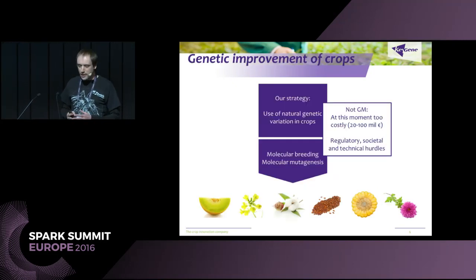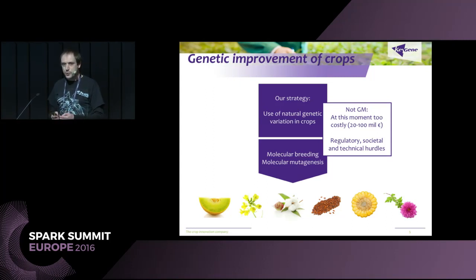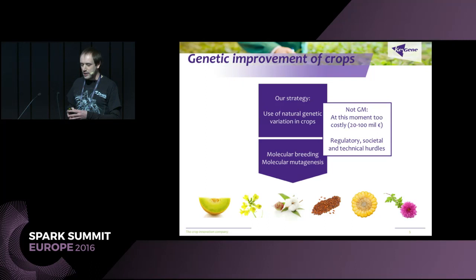So as KeyGene, our most important focus is the genetic improvement of crops. So to make sure that we can achieve this higher yield, but also to achieve better vegetables, better fruits, and we achieve this through molecular breeding and also molecular mutagenesis. So it is important to know that this is not a GM approach. So the approach that we take is to use the natural available variation and also to induce novel variation and then use this in breeding programs.